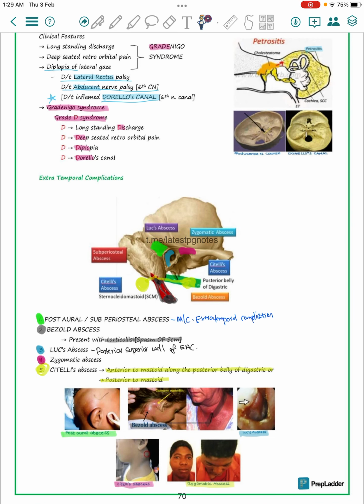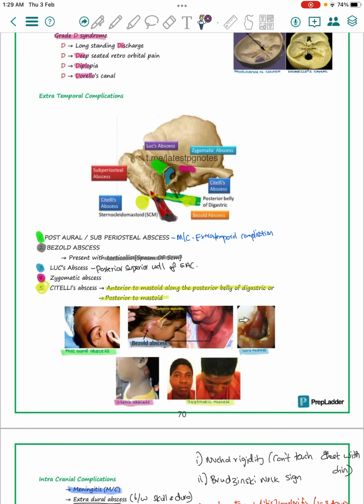And then Luc's abscess is present in the posterior superior wall of the EAC. You can see here along the EAC posterior superior wall, marked in blue. Then the zygomatic abscess develops in the zygomatic arch, the zygomatic bone. You can see here in pink. And then the Citelli abscess, which may develop along the posterior belly of the digastric. Here the green muscle is the digastric; along the posterior digastric, or posterior to the mastoid, it can develop. That is the Citelli abscess.